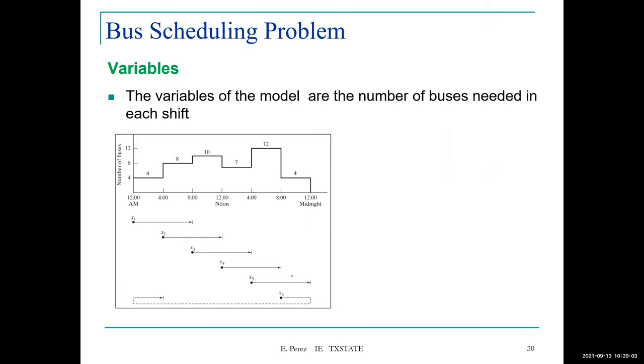So here we have all the possible shifts that we can create based on the 8 hour limitation. For example, if we start a shift at 12 a.m., it runs until 8 a.m. If we start another shift at 4 a.m., it runs till 12 p.m. Start at 8, runs to 4 o'clock. We start at 12, runs to 8. We start at 4, runs to midnight. We start at 8, it runs until 4 a.m. So assuming that we can start the shift at those 4 hour cutting periods, these are all the possible 8 hour shifts that we can create.